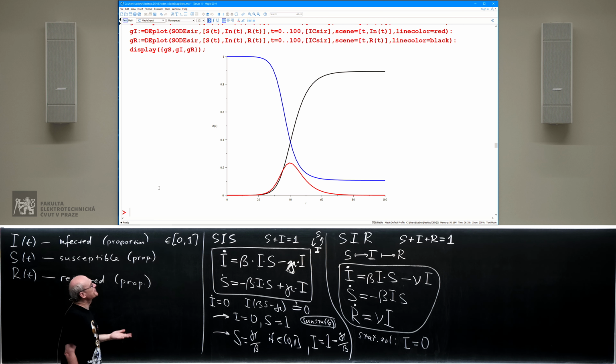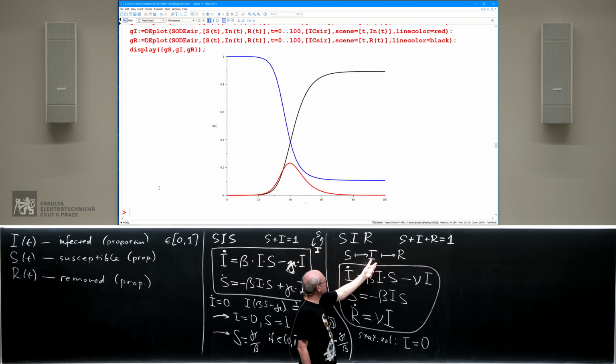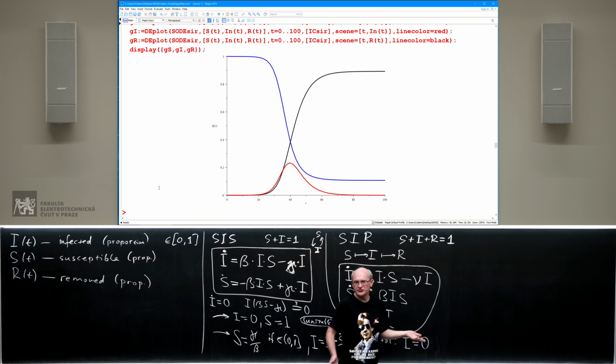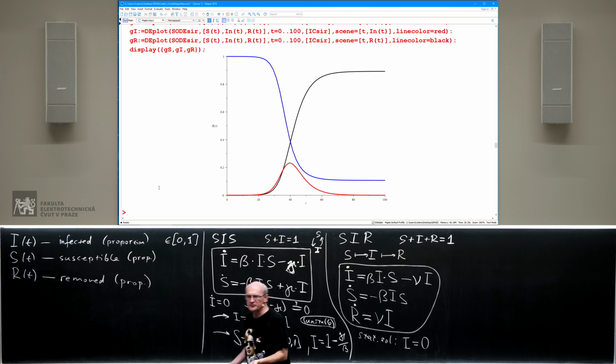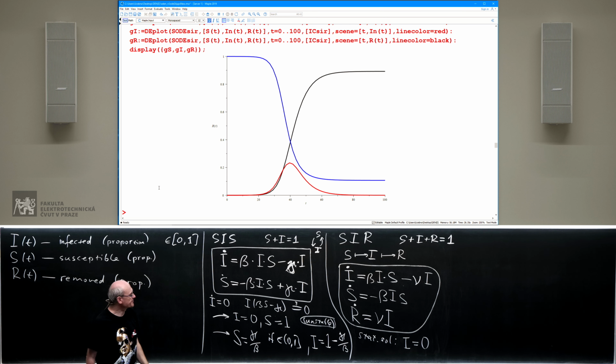And let's face it, you would guess this even without knowing any mathematics. If somebody told you, okay, this is the mechanics. People are healthy, then they get sick, then they get healthy again, and they have immunity. So what will be the development? Well, you would guess something like that. So this is not really surprising.